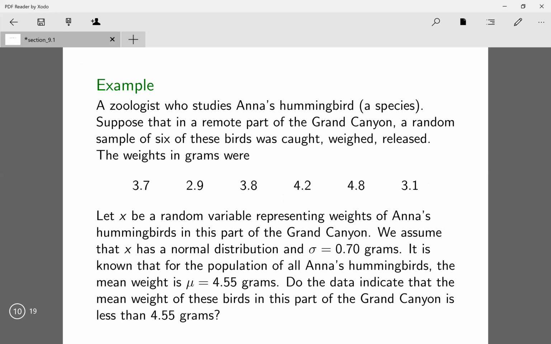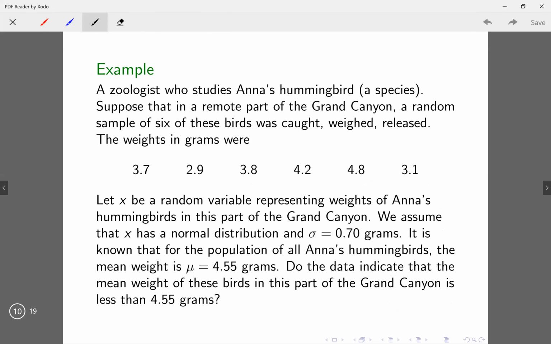So we're going to go through the example of this right here. We're going to study Anna's hummingbirds. It's a species of hummingbird in the Grand Canyon. You take a sample of 6 of these birds, you weigh them and release them, and these are the weights that you get. X is a random variable representing those weights, and we know from studying Anna's hummingbirds elsewhere that the population standard deviation of these birds is 0.7 grams, and that the mean weight is 4.4 grams.